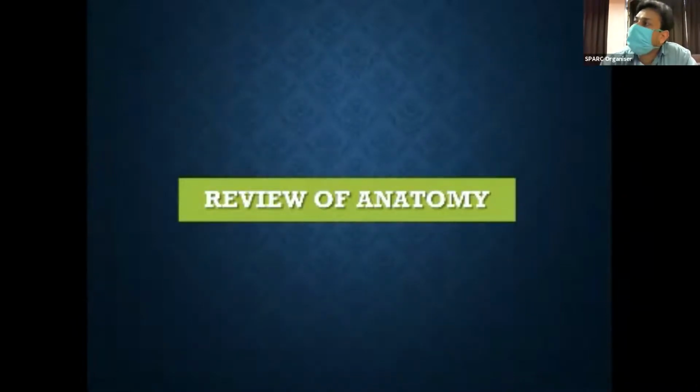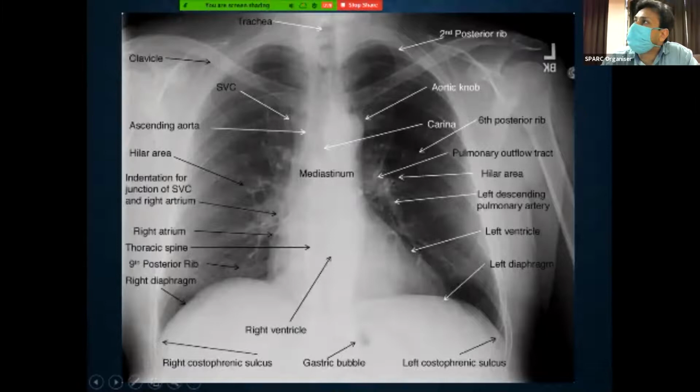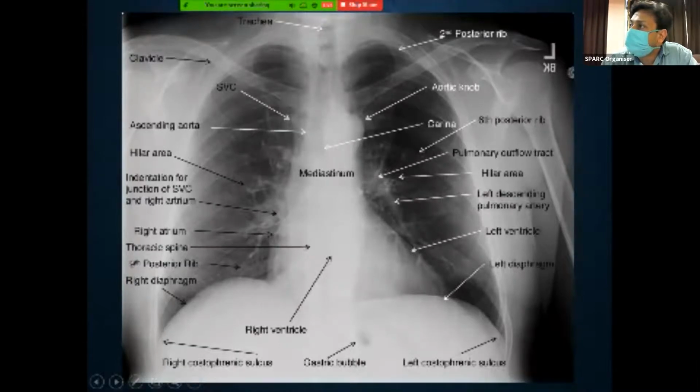Now I'll be reviewing the normal anatomy, whatever we have learned so far. As I told you, we see the trachea. This is the central lucent tube, and it divides at the carina. Then we see the mediastinum. In the mediastinum, we have the heart. This is the heart shadow. Then we have the aortic knuckle, the aorta, and from the mediastinum, on both sides, we have hila. Hila are pulmonary vessels. So we have the right hilum and the left hilum. As I mentioned, both hila should be of equal size, equal density, and the outer margin should be concave.